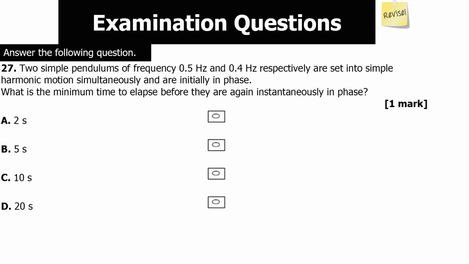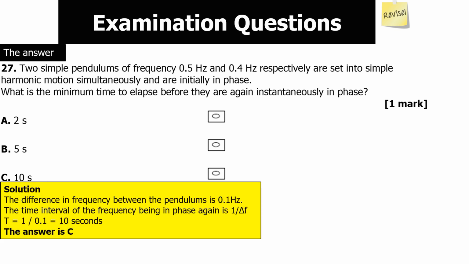The next question says two simple pendulums of frequency 0.5 Hz and 0.4 Hz respectively are set into simple harmonic motion simultaneously and are initially in phase. What's the minimum time to elapse before they are again instantaneously in phase? So pause the video now, then unpause the video when you want to go through your answers. Right, so in this question the answer is C, because the difference in frequencies between the pendulums is 0.1 Hz. Now the time interval before they are in phase again is 1 over the difference in frequency, so it's going to be 1 over 0.1 Hz, so our answer is going to be 10 seconds.